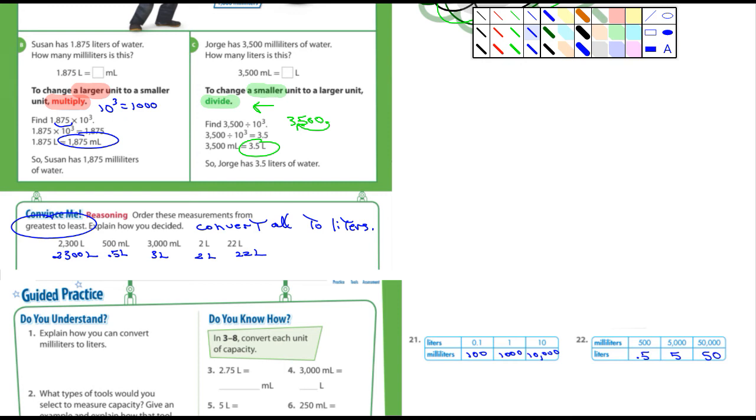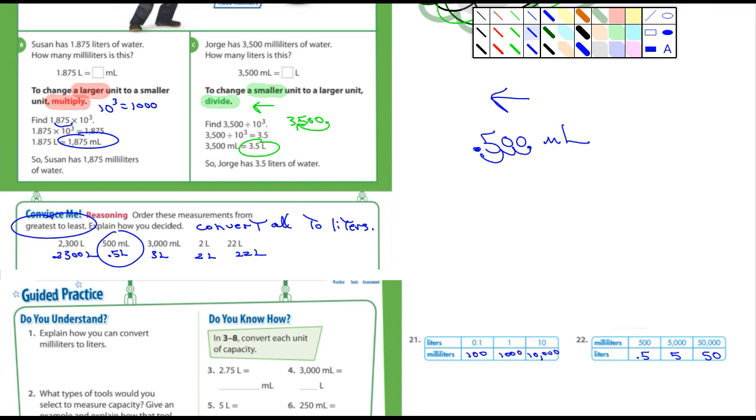Now, 500 milliliters is 0.5 of a liter. Well, how do I know that? Well, 500 milliliters. Where's the decimal in 500? It's right there. And so if we're converting from smaller to larger, we're going to move the decimal, because we're dividing, 3 places to the left. So where's the decimal go? 1, 2, 3. It's right there. So it becomes, as I wrote down here, 0.5 liters.